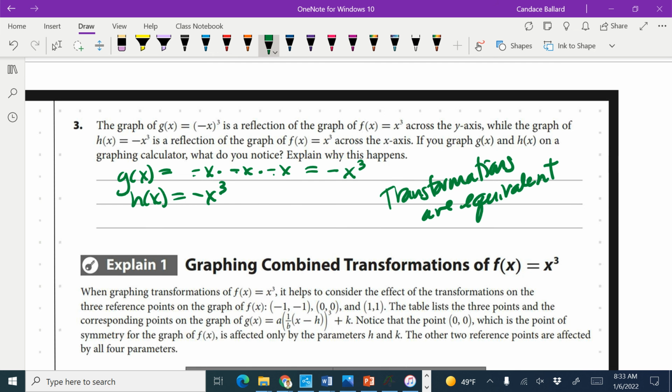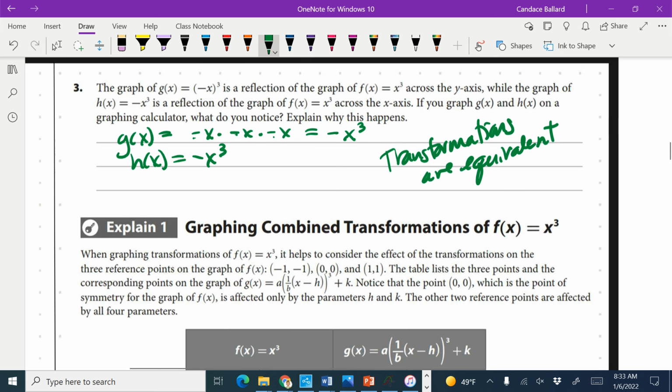So you have both types of symmetry, or sorry, reflections. All right, that is everything you could ever want to know about a cubic equation.